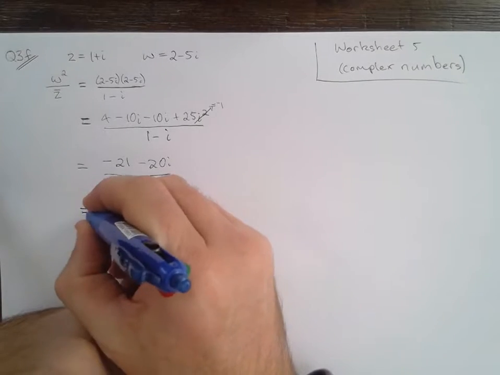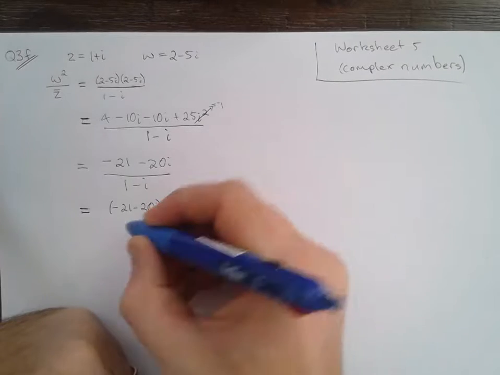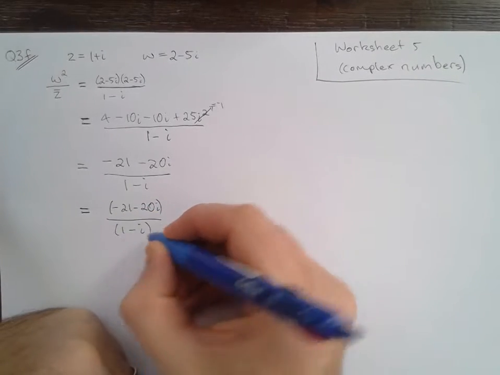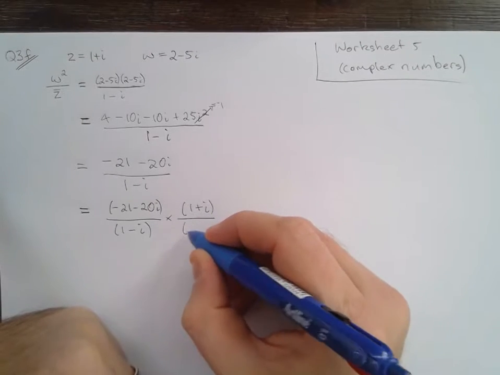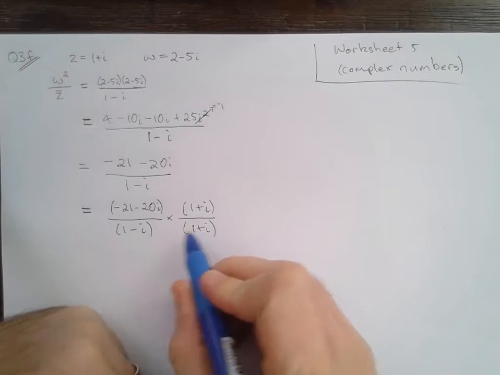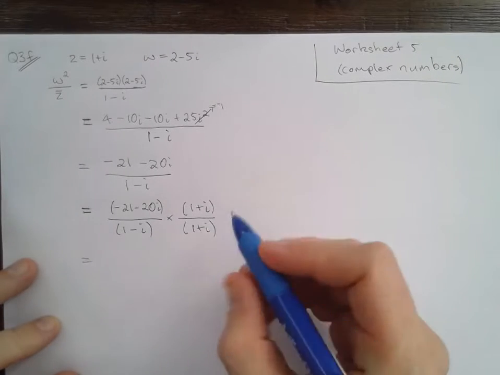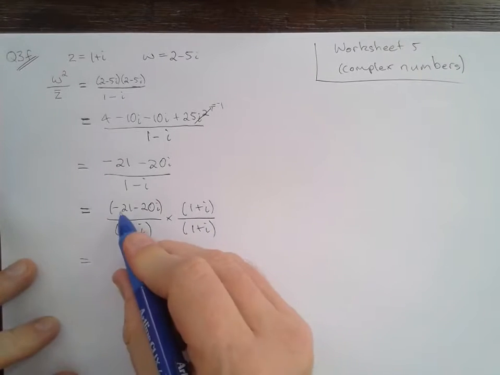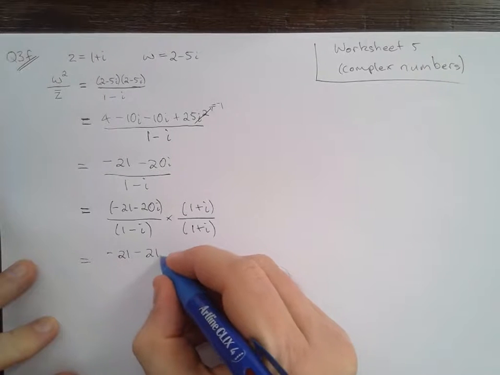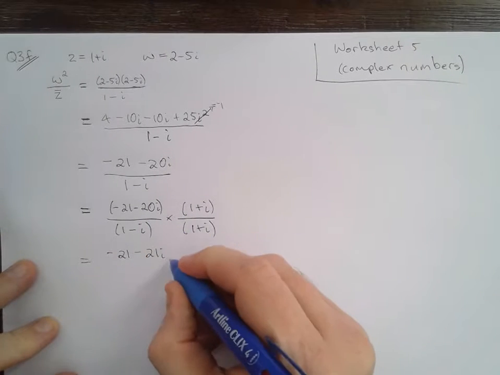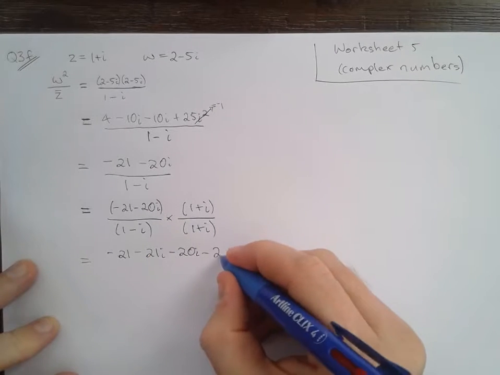Okay, so that's going to be, I'll put them in brackets, minus 21 minus 20i, because I'm about to multiply. 1 minus i on the bottom. And we're going to multiply by the conjugate of the bottom, which is 1 plus i, of course. 1 plus i, just changing the sign in front of the i there. Okay, so multiplying on the top, we're going to have minus 21 and minus 21i, minus 20i, and minus 20i squared.